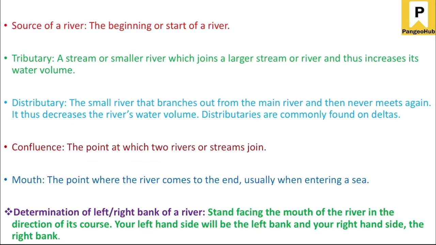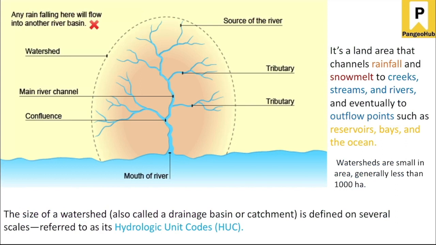So what is the source of the river? Source of the river means the beginning or start of a river. Suppose in this figure, the source of the river is this area, where rainfall happens and surface runoff occurs. Surface runoff starts in small springs, then creeks. They mainly provide the water to the river. So this area acts as the source of the river, generally where the river gets its water.